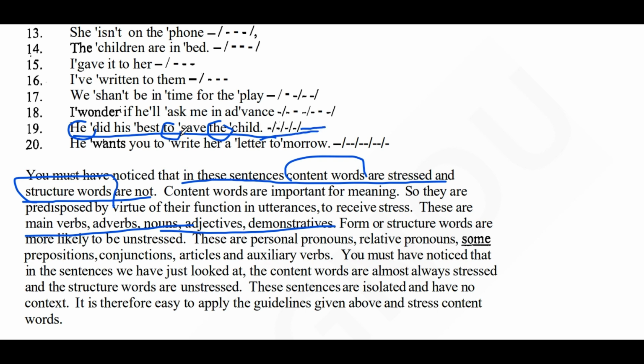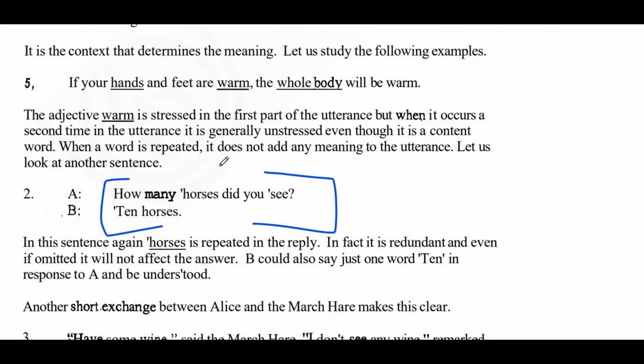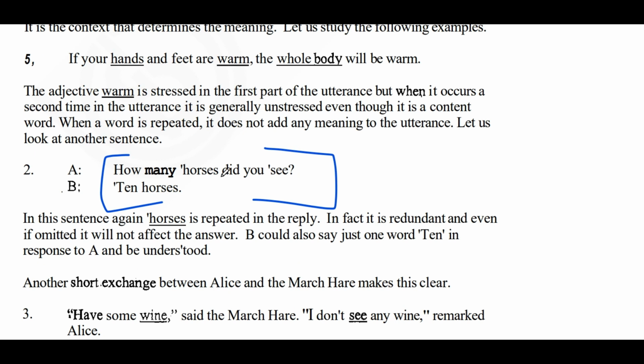Instead, they're focusing on best, save, child. Why? Because all these other words are just structure words. They are there to form the structure of this sentence. But even if I was supposed to remove those, the main thing we are supposed to focus on is child, save, best, did. Okay, so these are your content words, and then structure words are just for grammatical reasons. Okay. So now let's see more rules on which part you would be emphasizing and which part not.